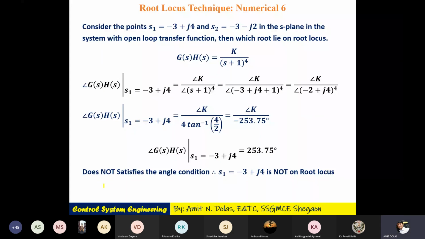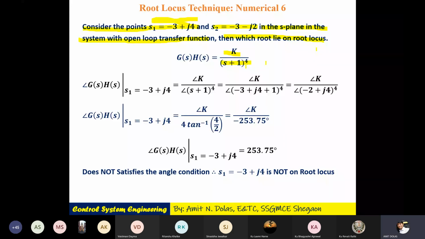So consider the points. Two points are given. S1 is minus 3 plus J4. S2 is minus 3 minus J2. These are the two roots or two poles available. In the S-plane, in the system with open loop transfer function K upon (S plus 1) square, which root lies on the root locus? This is the question. You may please cross-check the calculations if you want. If there are certain calculation mistakes, you may interrupt me at any point.